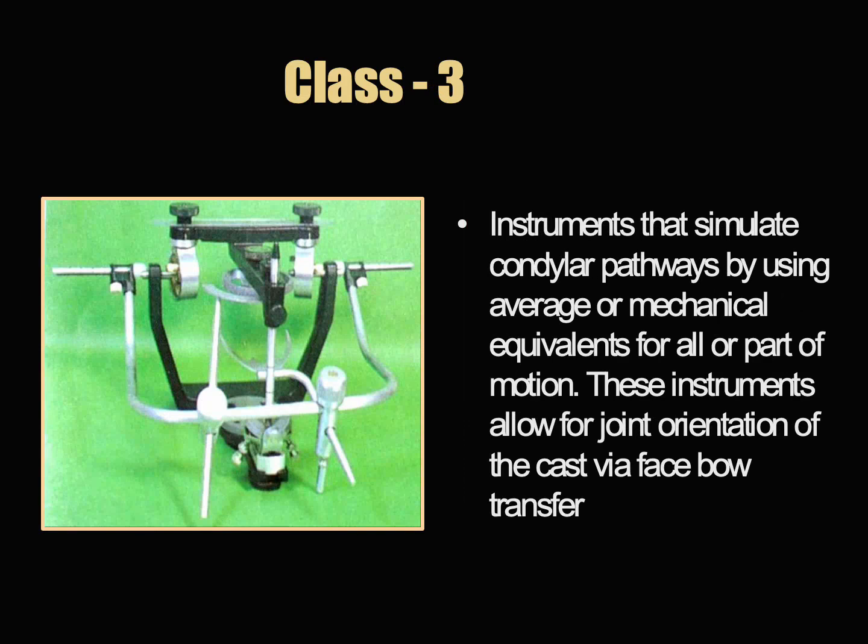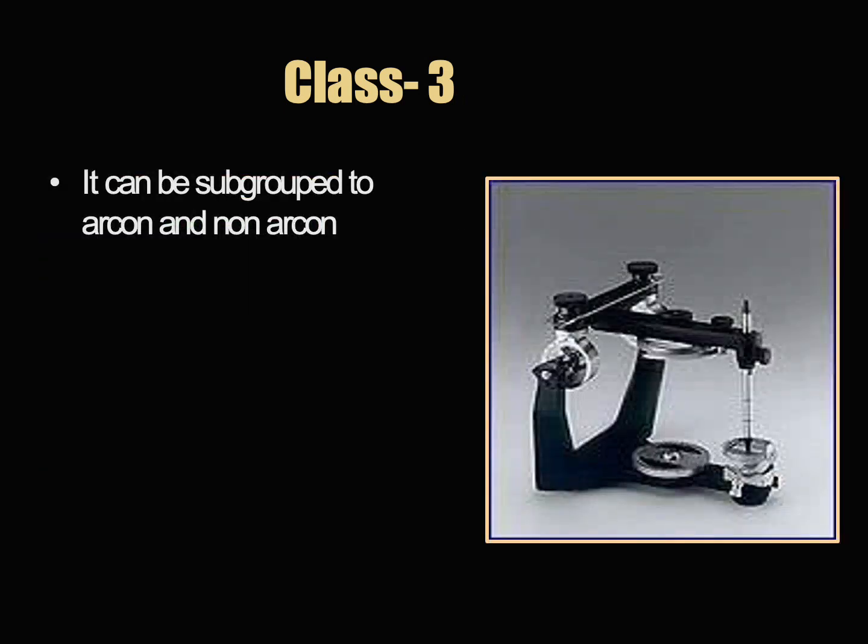Class 3 are instruments that simulate condylar pathways by using average or mechanical equivalence for all or part of the motion. These instruments allow for joint orientation of the cast via the baseboard transfer. Class 3 are further subgrouped into Arcon or non-Arcon articulators. This classification of Arcon or non-Arcon was given by Bergstrom. AR stands for articulator and CON for condyle.